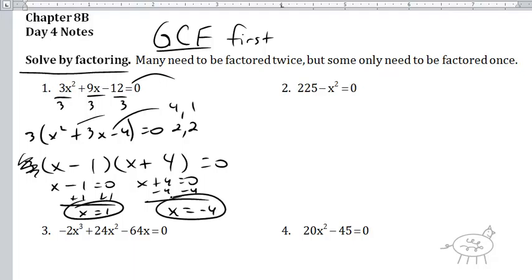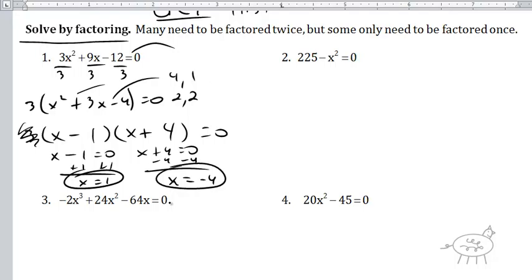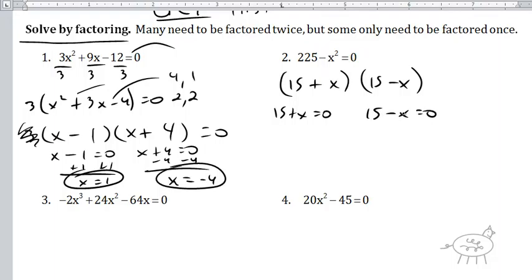Okay, not bad. Okay, this one's a difference of two squares. How do you know that? Because I took my calculator and I took the square root of 225 and I got 15. Square root of x squared is x, and literally it's plus and minus. You take those values and you set them each equal to 0. So 15 plus x equals 0 and 15 minus x equals 0.